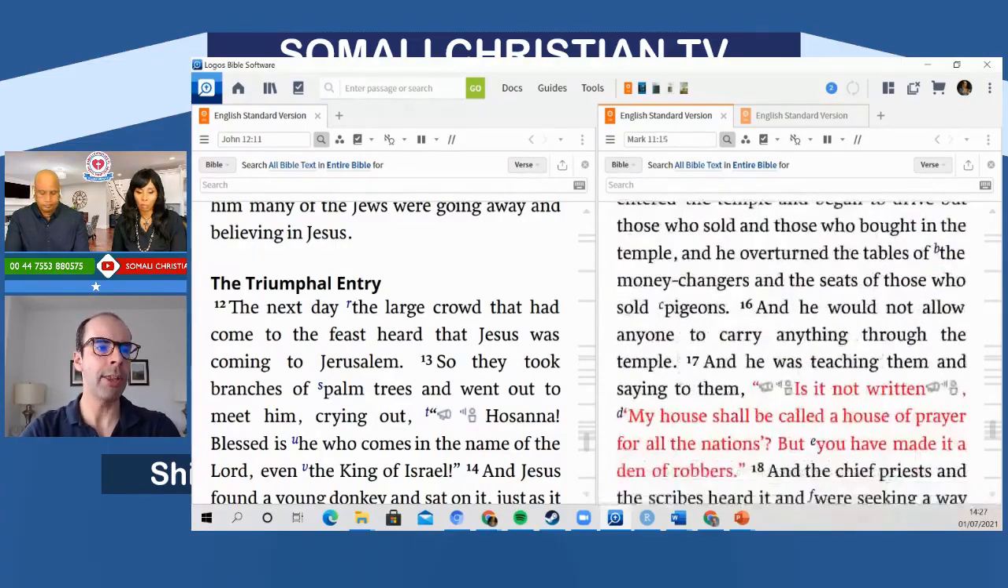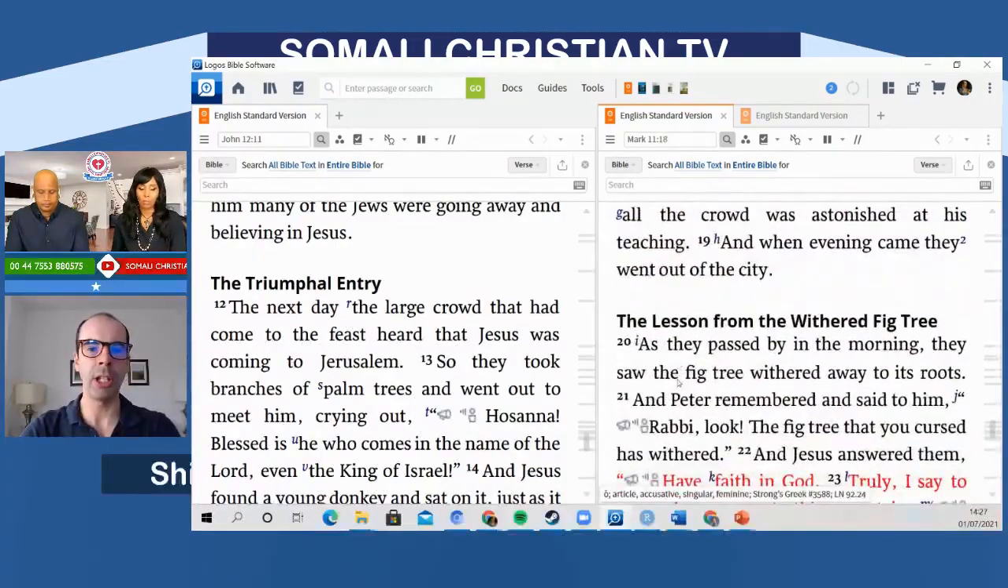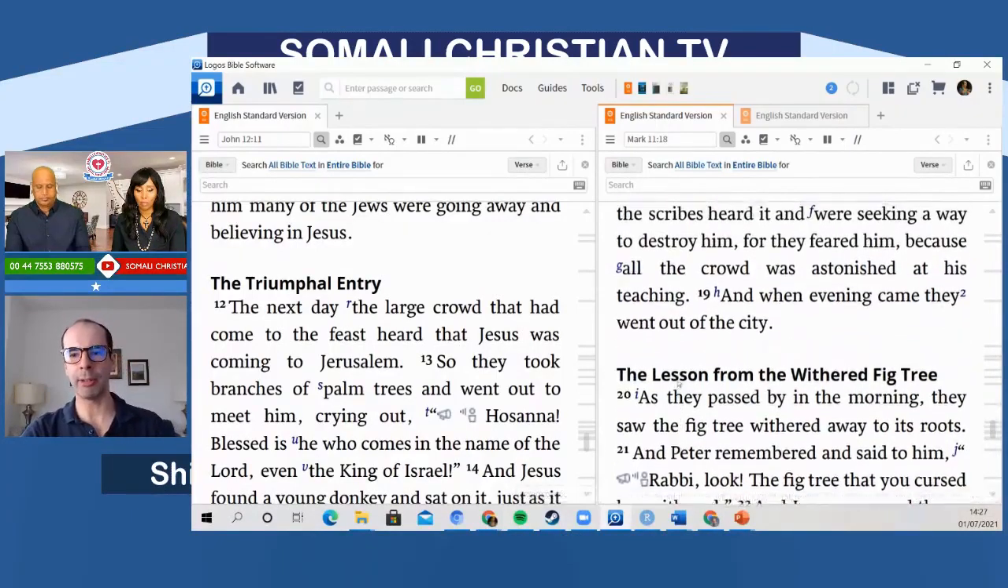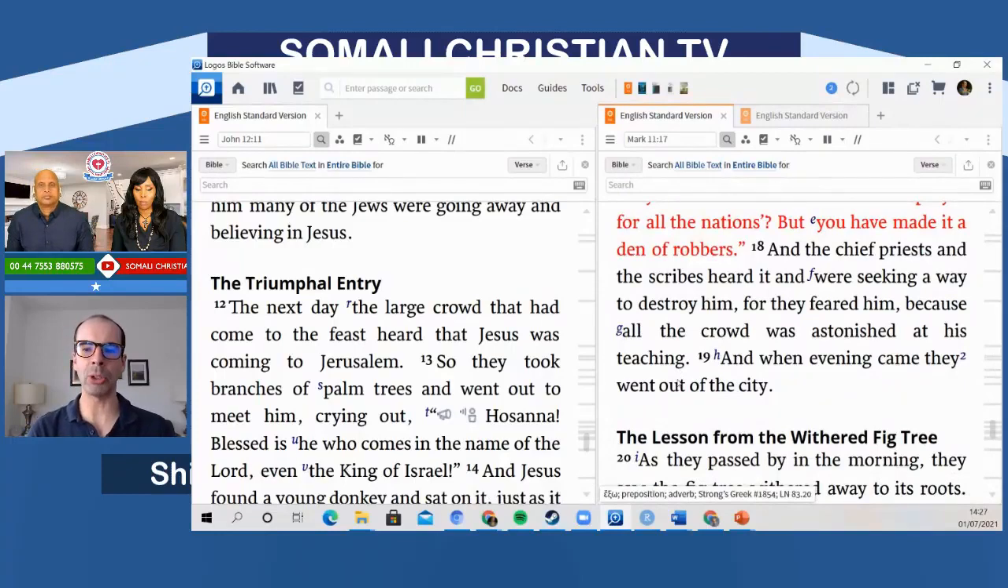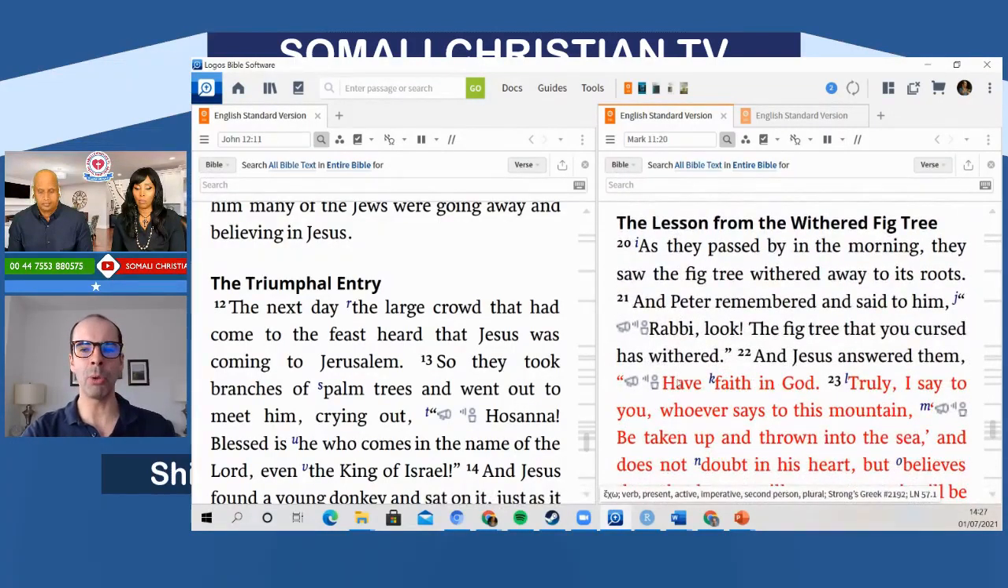And then verse 19 says, when evening came, they went out of the city. Right? So this would be the evening four days before Passover, if John is correct. Now, verse 20, as they passed by in the morning, they saw the fig tree withered away to its roots. This would be the morning three days before Passover, if John is correct.